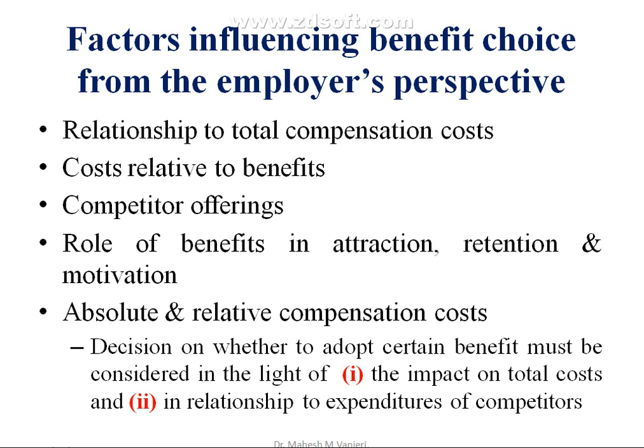Then cost relative to benefits. What are the costs that are incurred on behalf of the benefits? How do they vary or behave? Then competitor offerings. What benefits are offered by the competitors for the same jobs? What proportion of the total compensation is paid in the form of benefits? What are the different types of benefits? To what extent are these benefits given by the company in terms of cost? That information can be provided by a benefits survey, like a compensation survey.